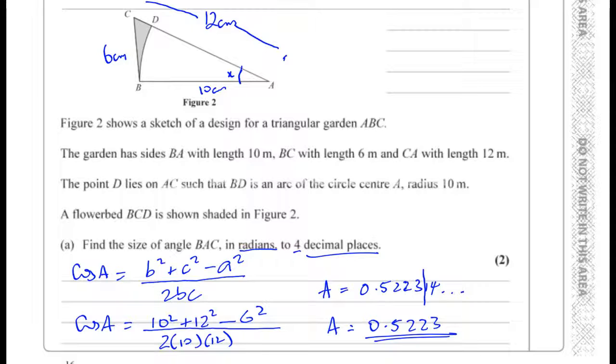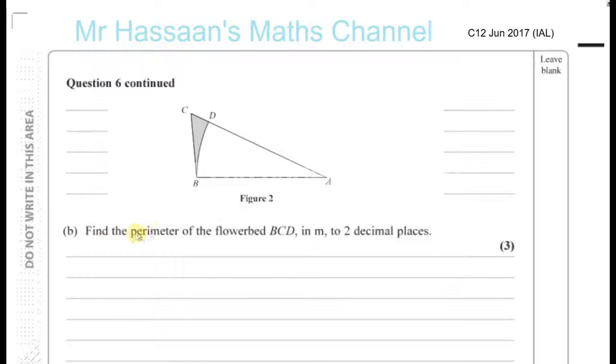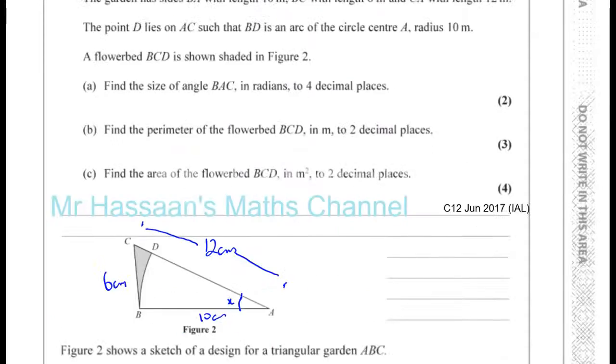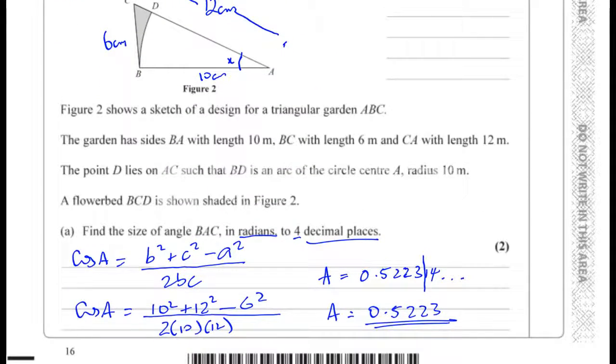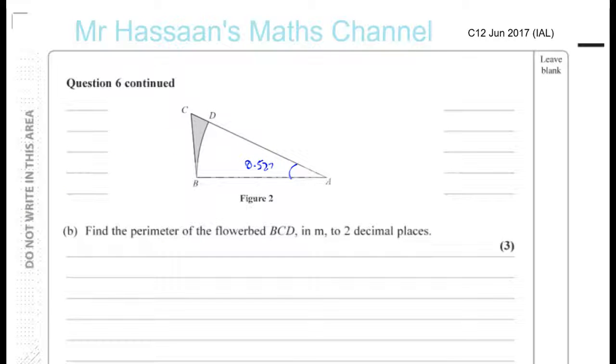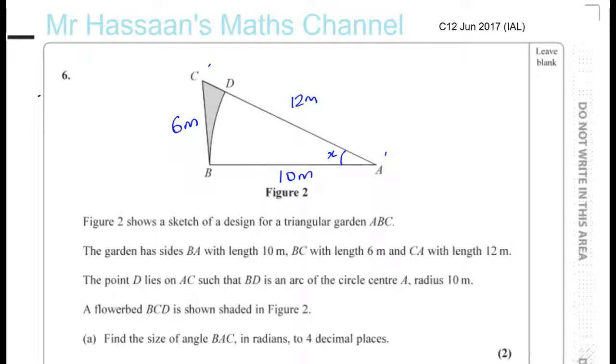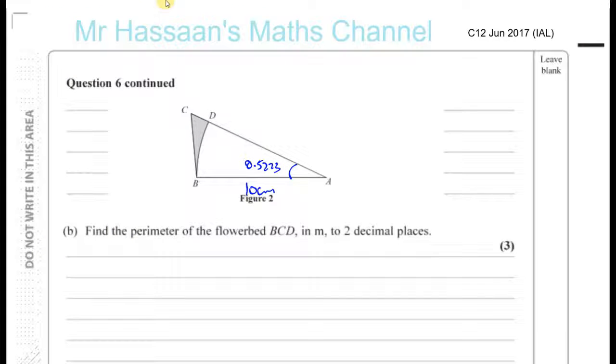Now part B says find the perimeter of the flowerbed in meters. So what we found is this angle is 0.5223. This is 10 meters, sorry, not centimeters, 10 meters. It's a garden. So this is 10 meters, and this is 12 meters, and this is 6 meters.